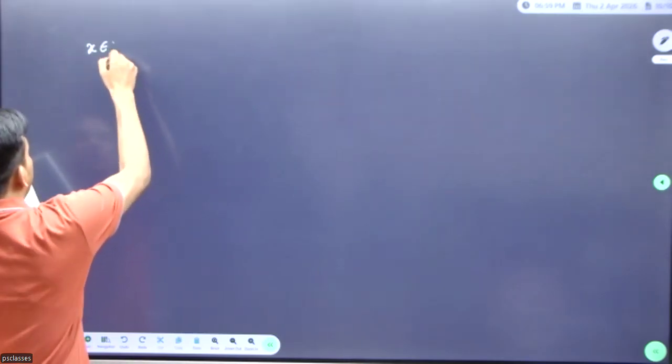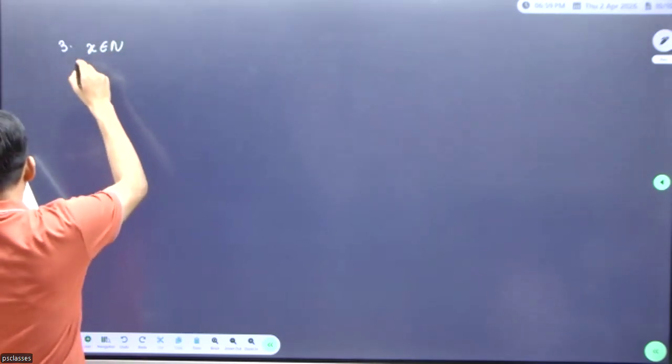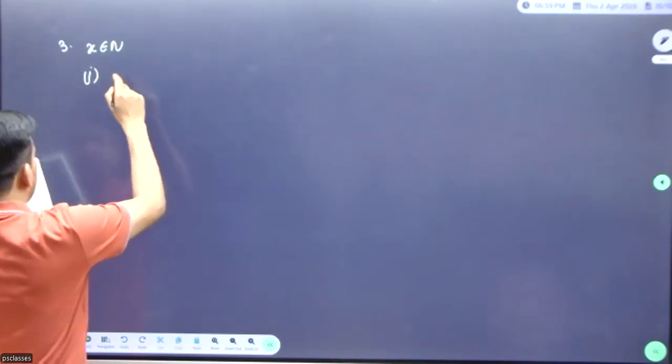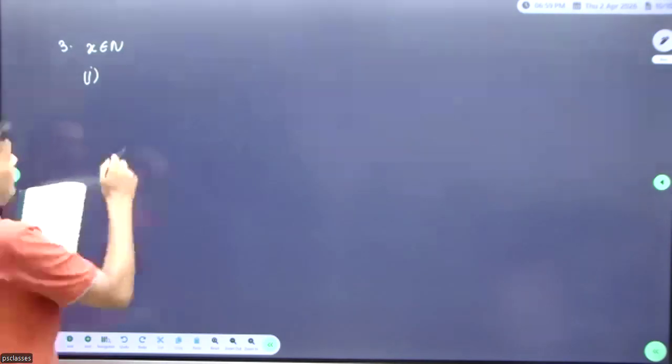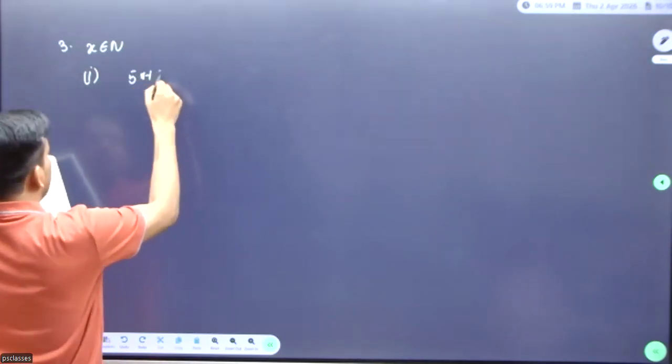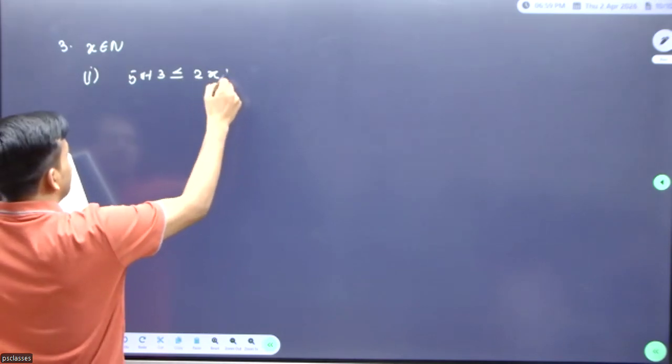If x belongs to N, find the solution set of the inequation. This sign is belongs to. Belongs to means x is a set of natural numbers. So basically the natural numbers are the replacement set in this case. 5x plus 3 less than or equal to 2x plus 18.